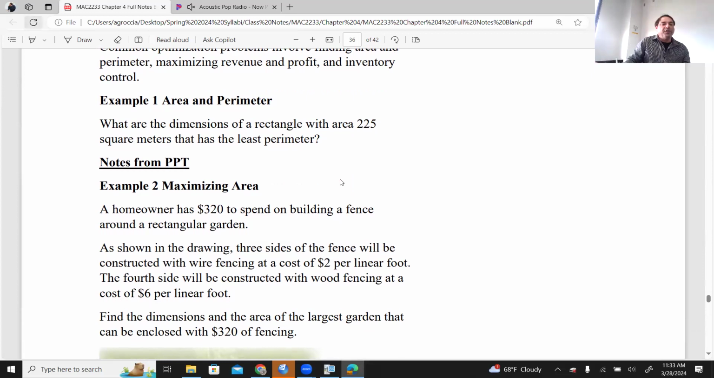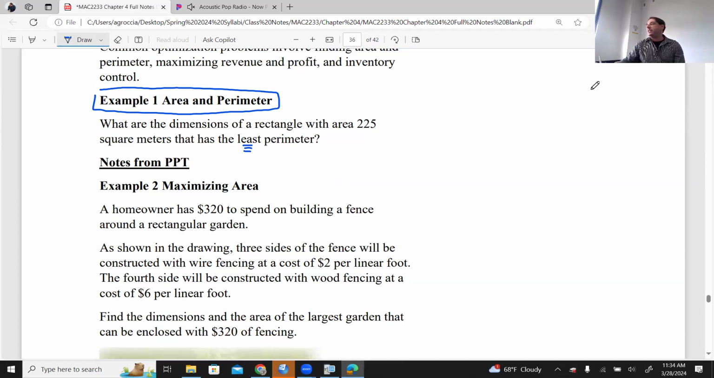So we're going to do this first example, and you may be like, wait a minute, what does this have to do with extrema? We're trying to find the least perimeter. That's minimization. If you're trying to do maximization, that all has to do with extrema. Okay, but the reason why this one's a little weird, let's talk about it.